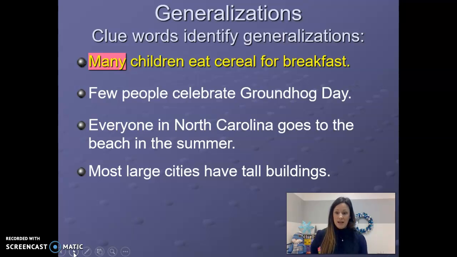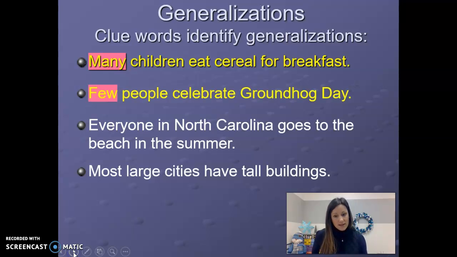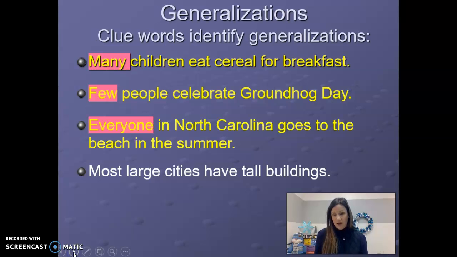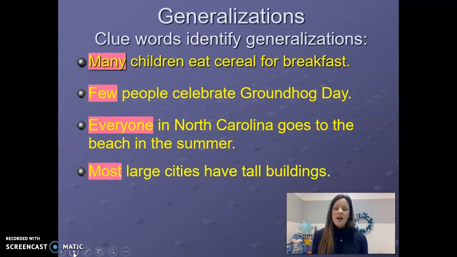We're talking about many. In the next sentence, our clue word is few. Few people celebrate Groundhog Day. So go ahead and highlight, circle the word few. In the third sentence, everyone is our clue word, that this is a generalization. It's saying that everyone in North Carolina goes to the beach in the summer. And then in the fourth sentence, you want to circle or highlight most. That is our clue word.